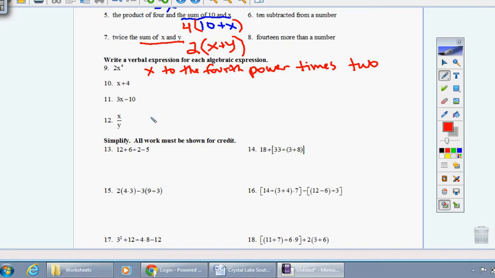When it says 3x minus 10, remember the subtraction ones get a little confusing, but one way you could write this would be 10 less than 3 times a number. Remember, anytime you see x, that always means a number. So 3 times a number, that's what gives me the 3x, and it's 10 less than that. You could have also said 3 times a number decreased by 10. Okay, there's lots of different answers for these.